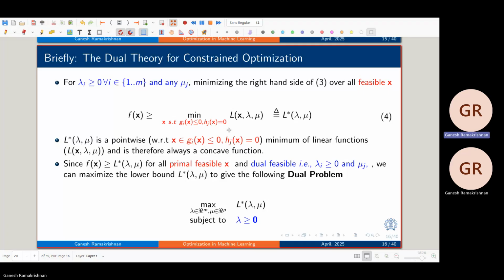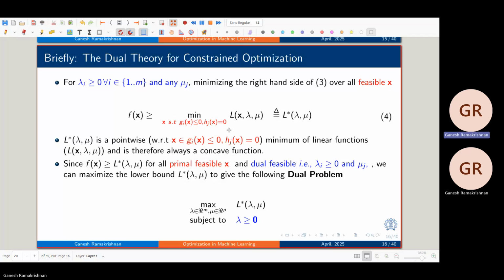So what we have found is for primals, if f(x) is greater than or equal to L star(lambda, mu) for all primal feasible x and dual feasible lambda_i, mu_j, we are maximizing the lower bound L star for dual feasible lambda, mu. It's a lower bound for f. Okay, so while we had this original problem, what am I doing here?